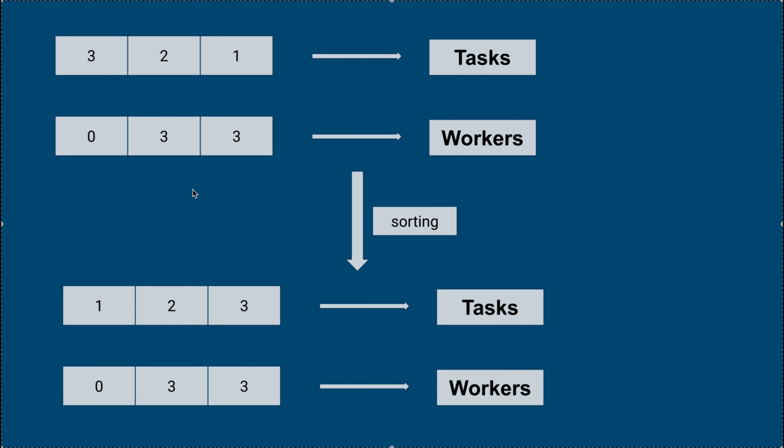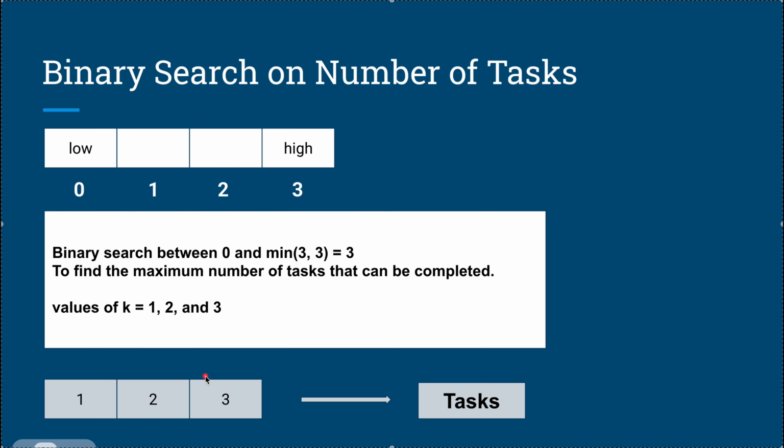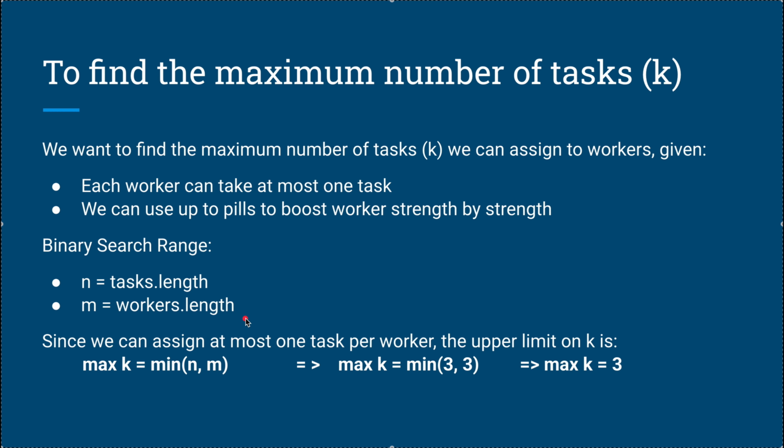Okay, we continue ahead. What we have to do in the binary search is sorting. After sorting, you will get it like this. Then we'll check the pills, and whoever needs pills, we will provide the pills. In the binary search, the range will be 0 to 3, and the value of k will be 1, 2 and 3.